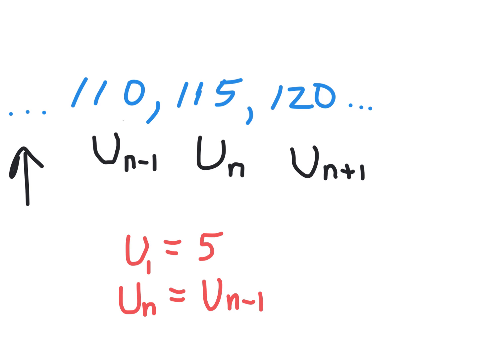U sub n is any random term. I don't know which, any term, is given by the term right in front of it, except we add 5 each time on this kind, right? That's what's happening, because we add 5 every time. So then I put a plus 5 here. And that is a recursively defined sequence.